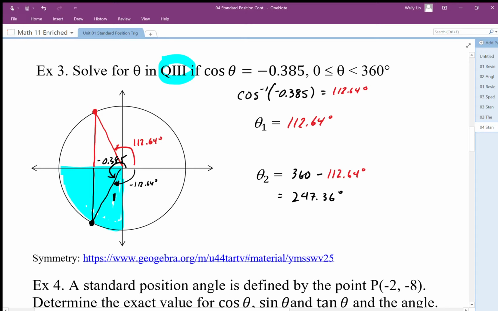But now, although we've been given cosine, we have to consider two quadrants. Because the quadrant is given, we only give the answer as one answer in one quadrant. So that's our answer right there. Okay, we ignore theta 1 because it's in the wrong position. And again, positioning is the most important piece when we're talking about standard positioning.